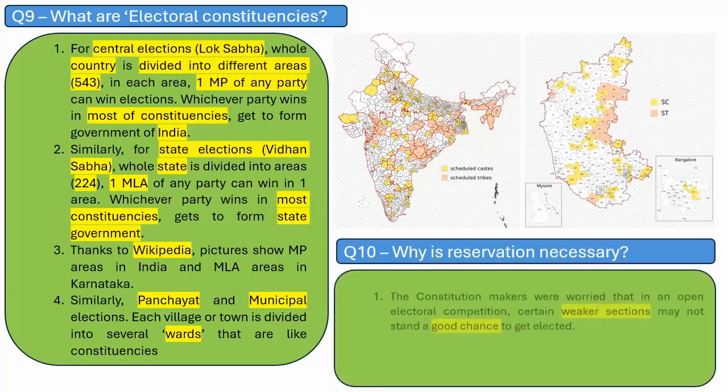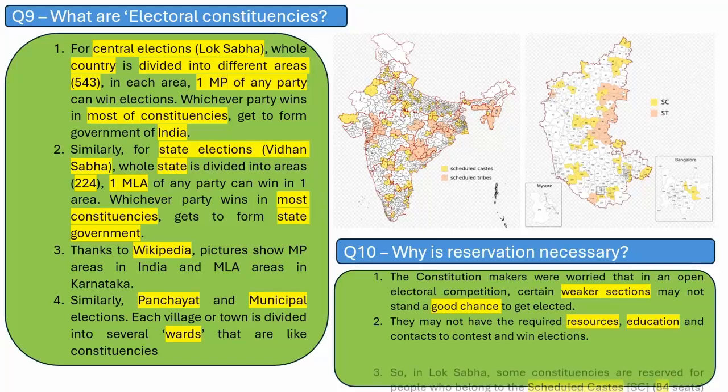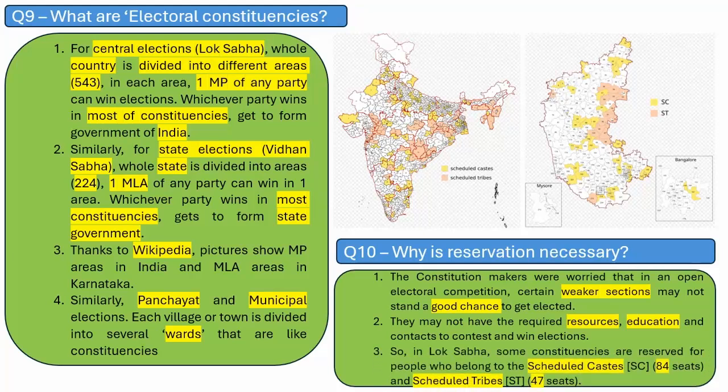Why is reservation necessary? The constitution makers were worried that in an open electoral competition, certain weaker sections might not stand a good chance to get elected. They might not have the required resources or education and contacts to contest and win elections. So in Lok Sabha, some constituencies are reserved for people who belong to scheduled castes, that is SC, which is 84 seats, and some other seats are reserved for scheduled tribes, that is 47 seats.